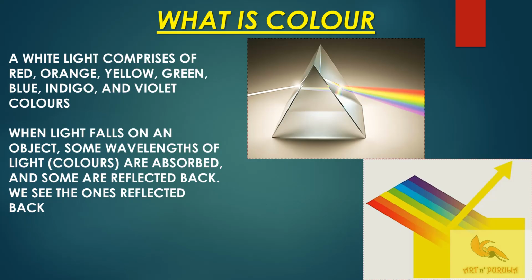What is color, or how do we see color? White light comprises 7 rainbow colors: red, orange, yellow, green, blue, indigo and violet. When light falls on any object, you are able to see some wavelengths out of it, and some are absorbed. Some wavelengths, what you see, are the ones which are reflected back.